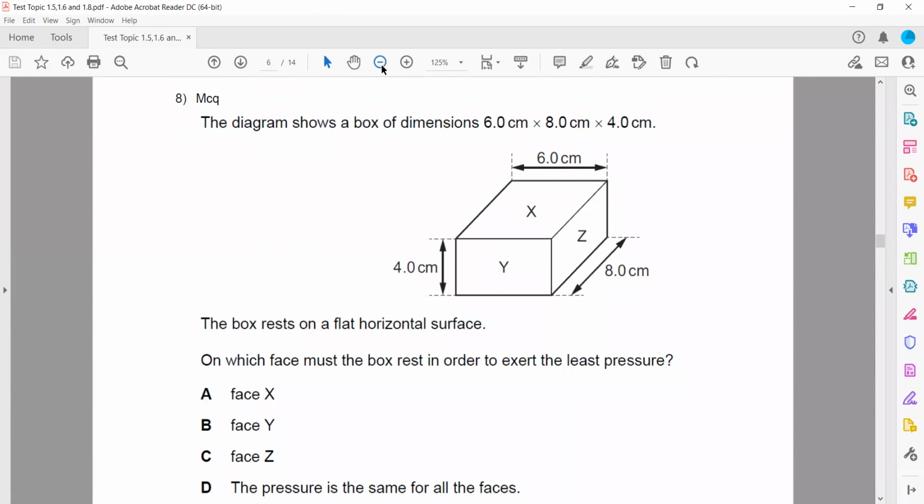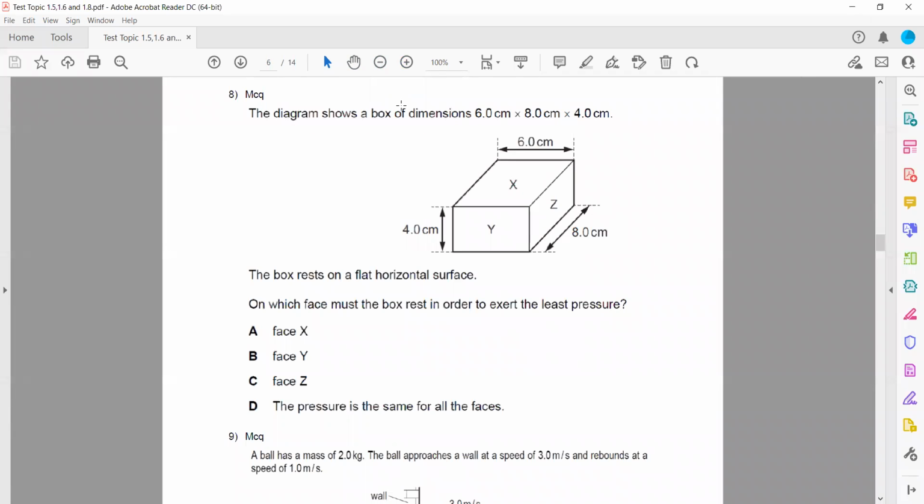The diagram shows the dimensions 6, 8 and 4. The box rests on the flat horizontal surface. Which face must the box rest on in order to exert the least pressure? To exert the least pressure, because pressure is force by area, the area should be more so that the pressure will be less.